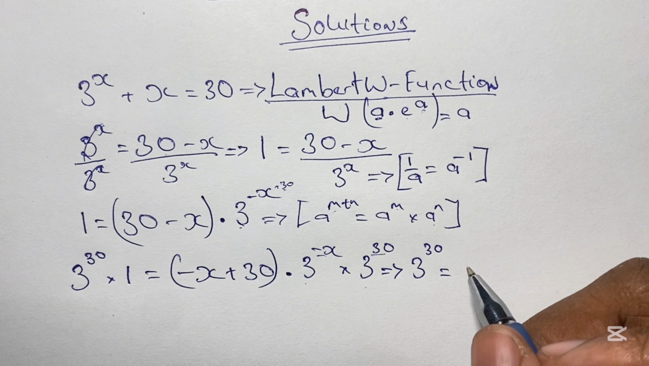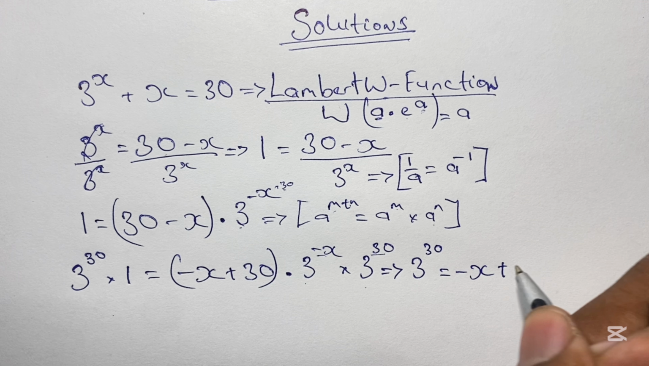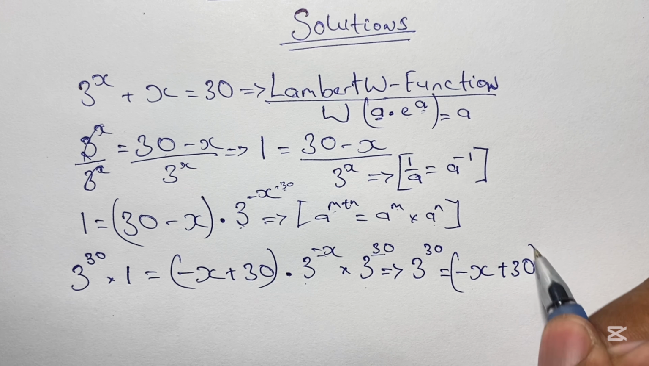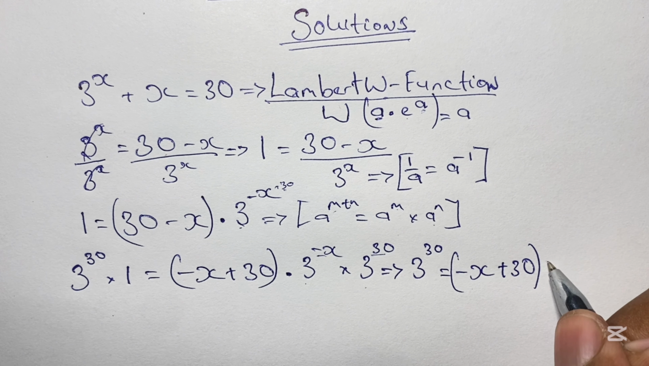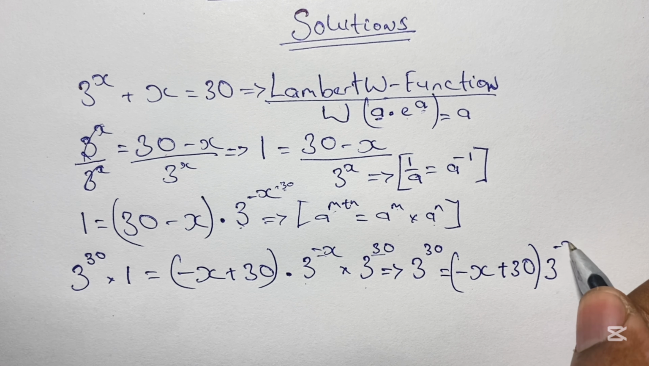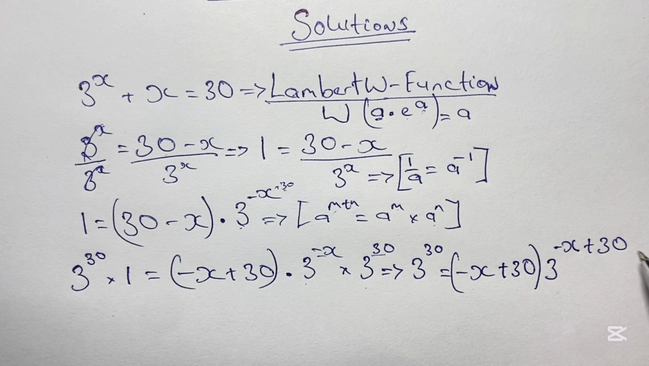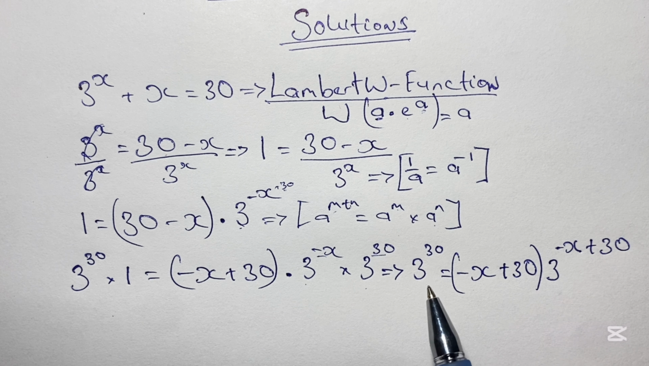So 3 to the power of 30 times 1 is just going to give us 3 to the power of 30, which is equal to negative x plus 30, in brackets. And then from here, we have this times 3 to the power of negative x. And then we apply our law of indices where we have the same base. So we can simplify this as 3 to the power of negative x plus 30.